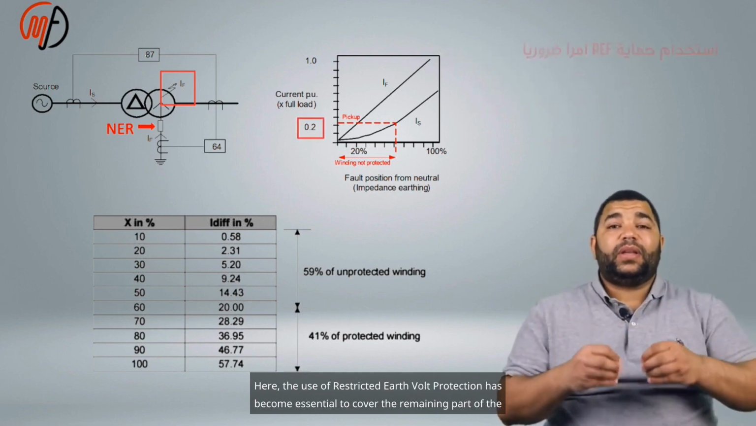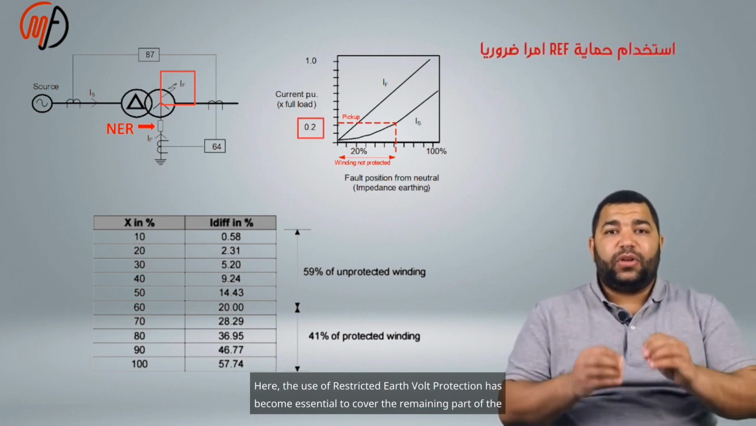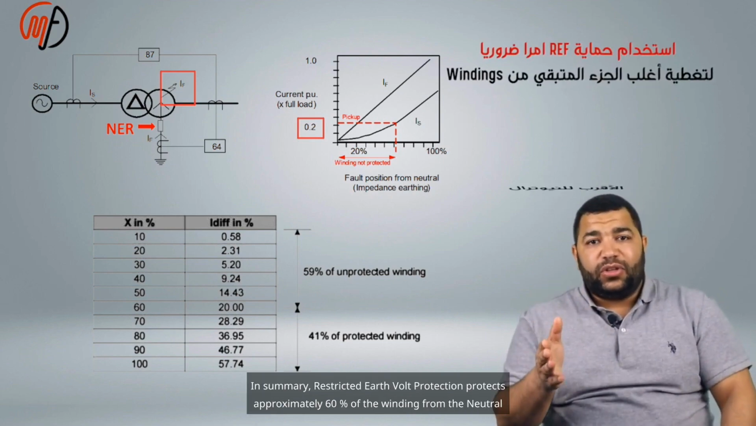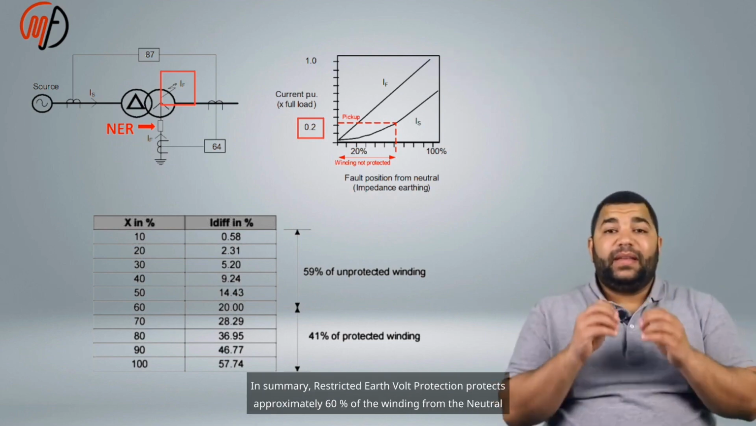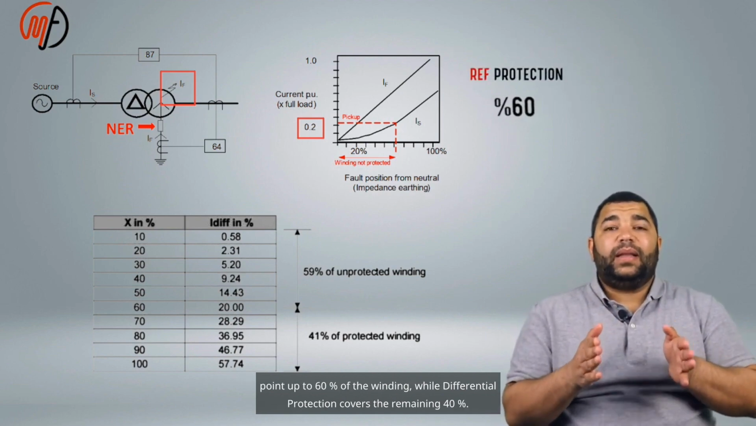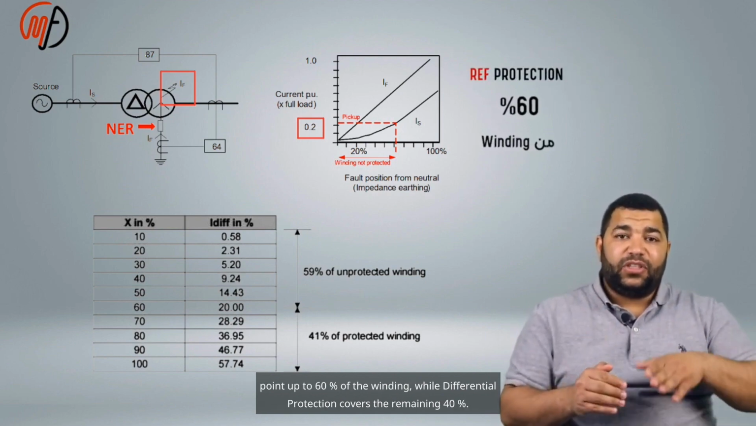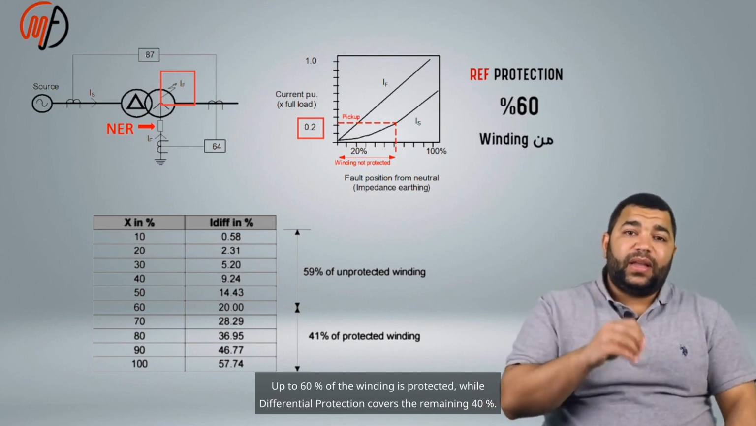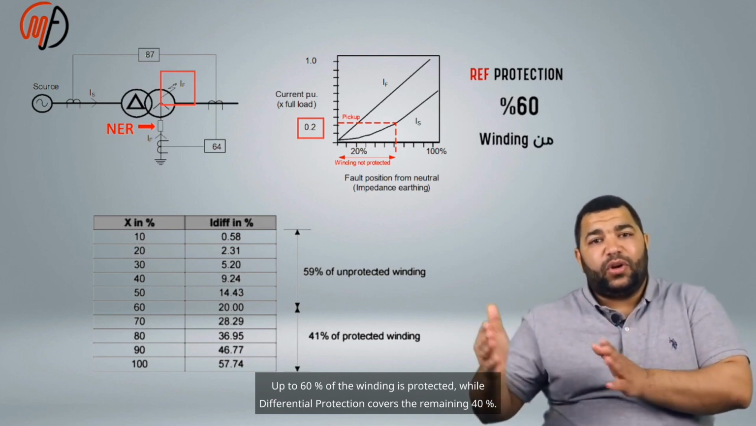Here, the use of restricted earth fault protection has become essential to cover the remaining part of the winding closest to the neutral. In summary, restricted earth fault protection protects approximately 60% of the winding from the neutral point up to 60% of the winding, while differential protection covers the remaining 40%.